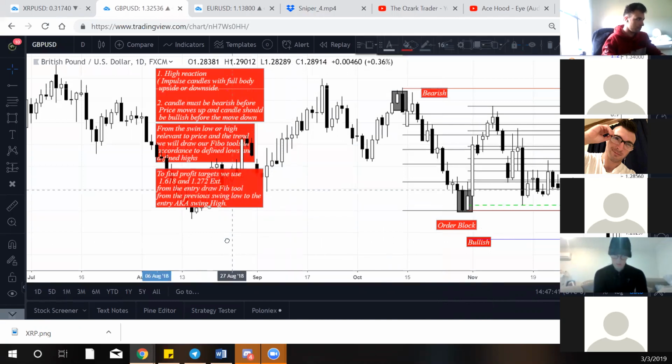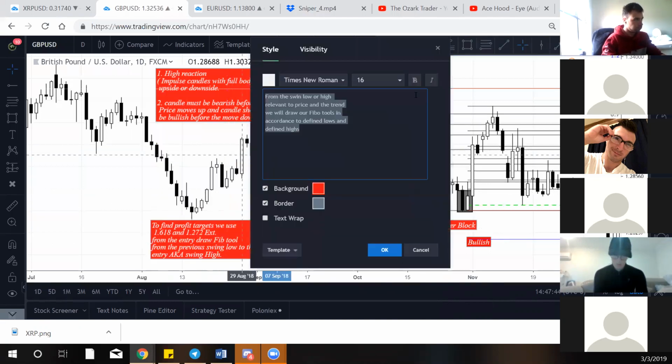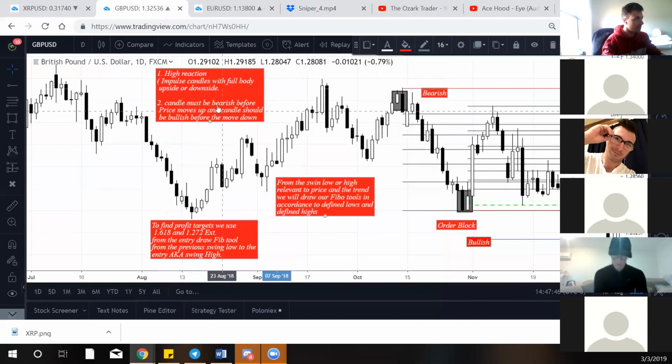Let's put this right here and put that right there. Keep that right there. Okay, cool. Order block. We've covered that. From the swing low to the swing high on the next, when we find ourselves an order block, we found an order block. So what's next?